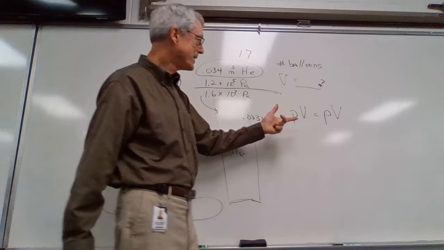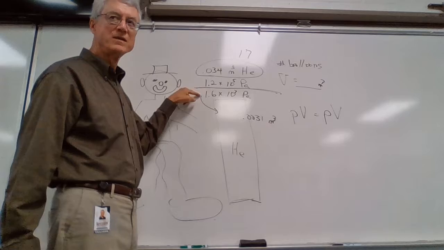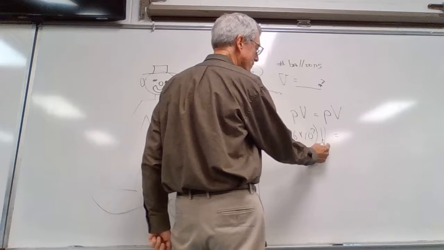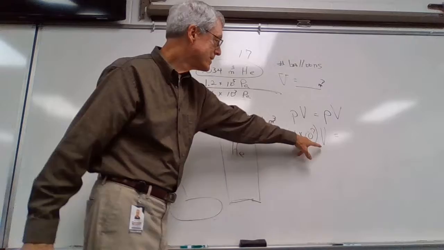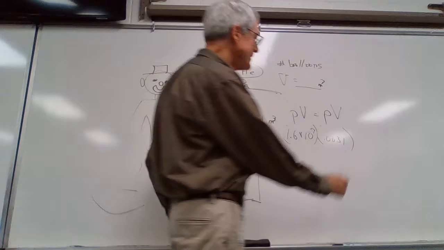So take all that out and you've got PV at one pressure has to equal PV at the other pressure. So you've got the two different pressures. Does that make sense? So I can say 1.6 times 10 to the 7th pressure times V, and that's the total volume of all the gas in the tank. We know what that is: the total volume in the tank is 0.0031. Okay, so that's the pressure and volume inside the tank right now, but that's got to equal the new pressure, 1.2 times 10 to the fifth.